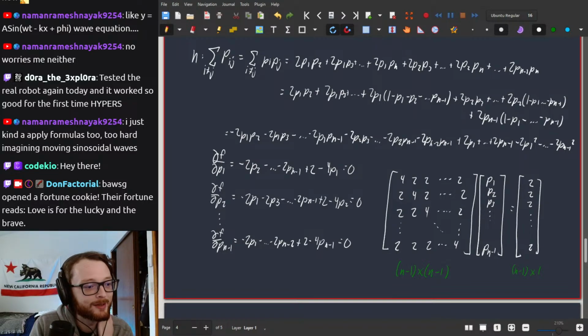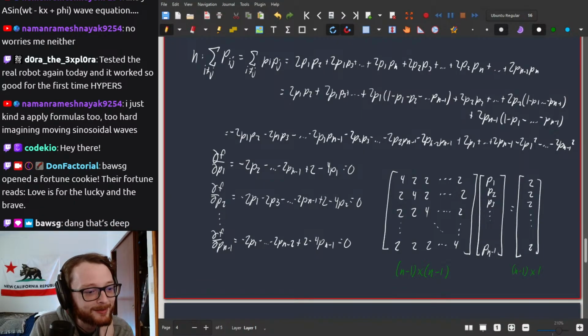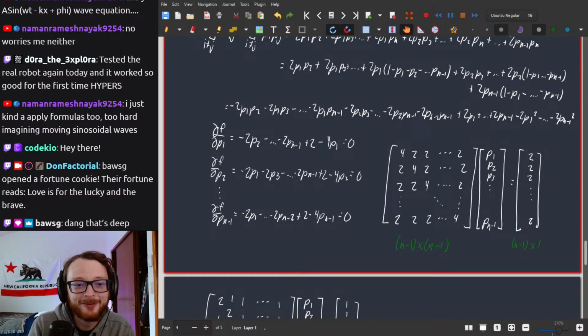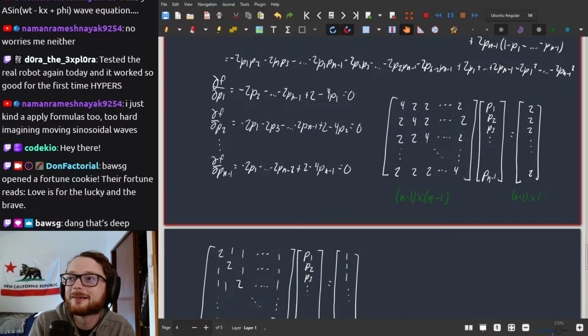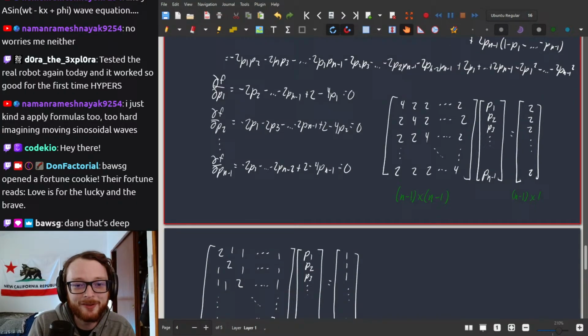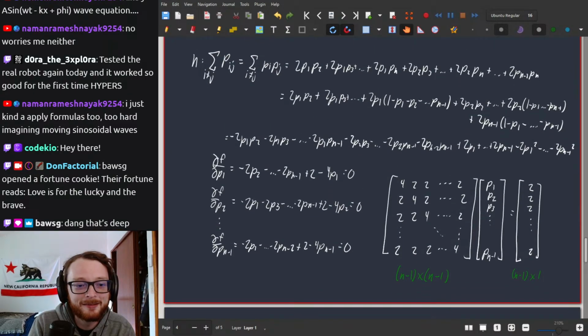Wait, is this a coincidence that you and Julian are here at the same time? Love is for the lucky and the brave. I guess so. That's a decent fortune. Most of those fortunes are not that good. That's an okay one though. The lucky and the brave. I don't know. I feel like there's something missing, maybe, but I could go along with that.